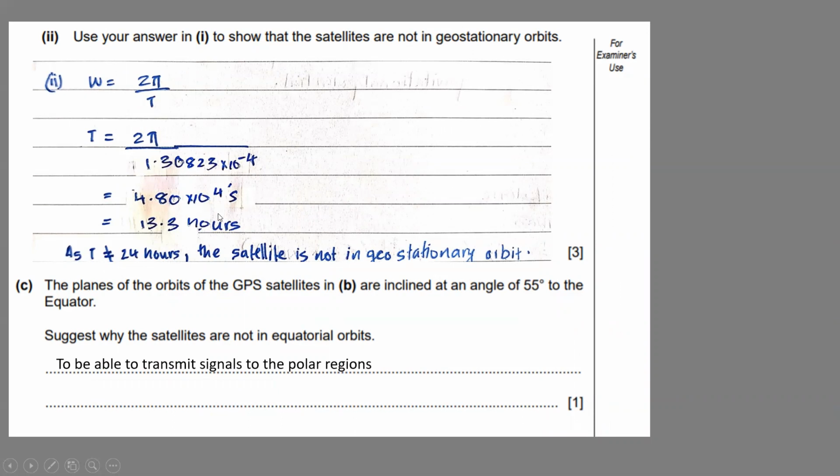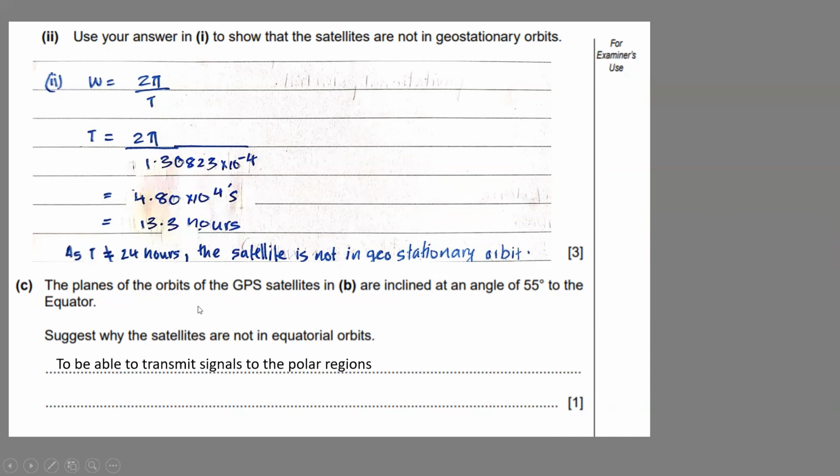At least in this case, this question is asking you to find the period. Using angular speed equals 2 pi over T, and then shifting the formula around, you can get T equals 2 pi over the value you obtained over here, and it'll give you 4.80 times 10 to the power 4 seconds. Remember, this is in seconds because of SI units, and then you convert it into hours. And then you must give a small statement saying that since the period is not 24 hours, the satellite is not in a geostationary orbit.